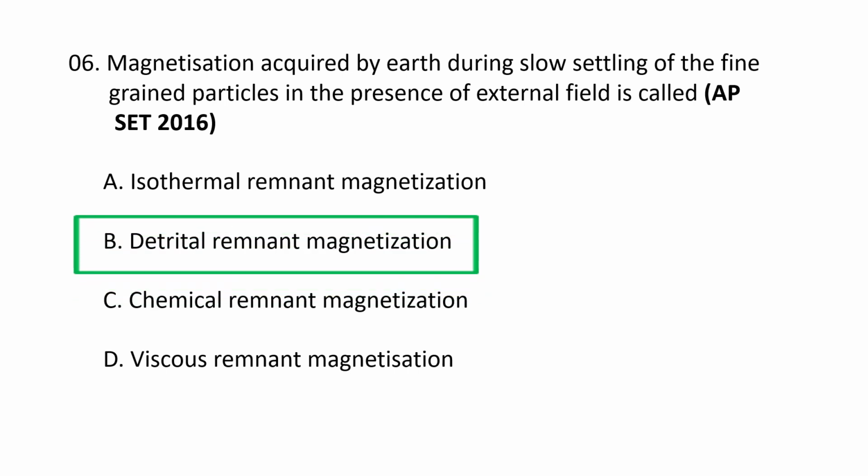The magnetization acquired by the Earth during the slow settling of the fine-grained particles in the presence of external magnetic field is called detrital remnant magnetization, or sometimes it is also known as depositional remnant magnetization. This phenomenon occurs in sediments where the Earth's magnetic field aligns magnetic grains as they settle, locking in a preferred direction of magnetization that records past magnetic field information. So magnetization acquired by the Earth during slow settling of the fine-grained particles in the presence of external field is called detrital remnant magnetization. B is the correct option.